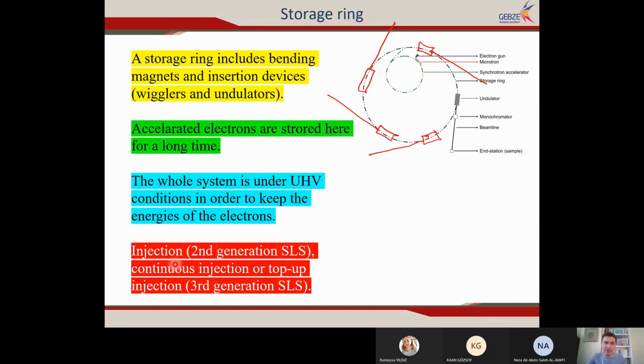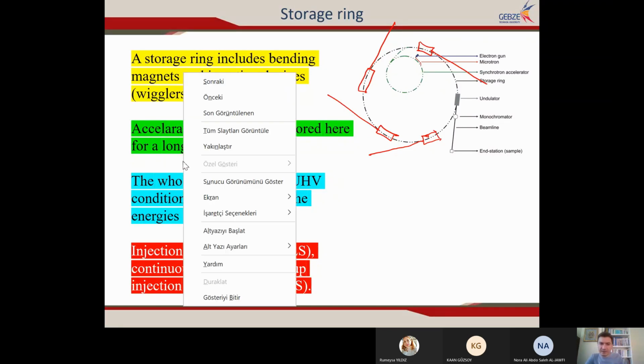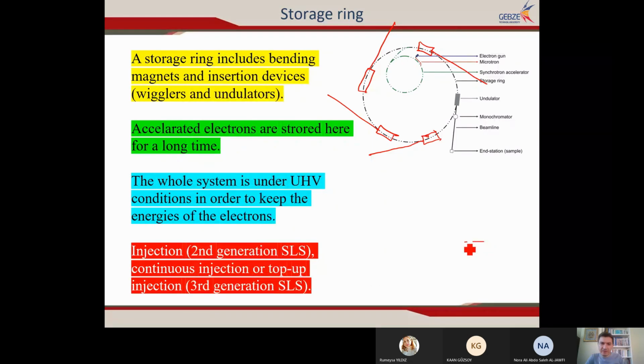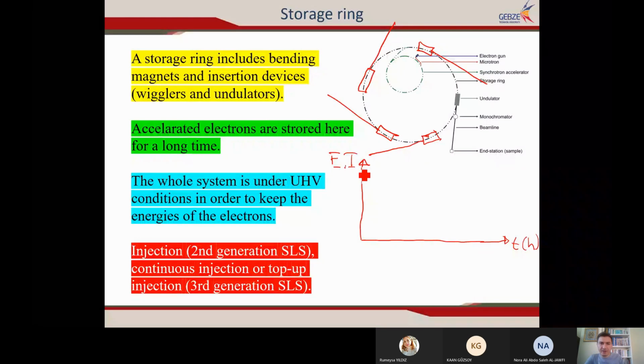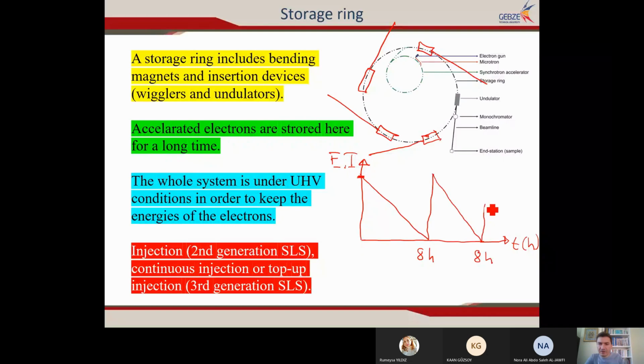So let me draw something here. Let's say this is the time axis in hours. This is the energy, or we can also use intensity, so you can better understand. At the beginning, you inject fresh electrons from the booster to the storage ring, and then over time it decreases. After 8 hours, it decreases, and you have to inject fresh electrons from the booster again. So after 8 hours, it goes down again, okay? And then you inject fresh electrons.